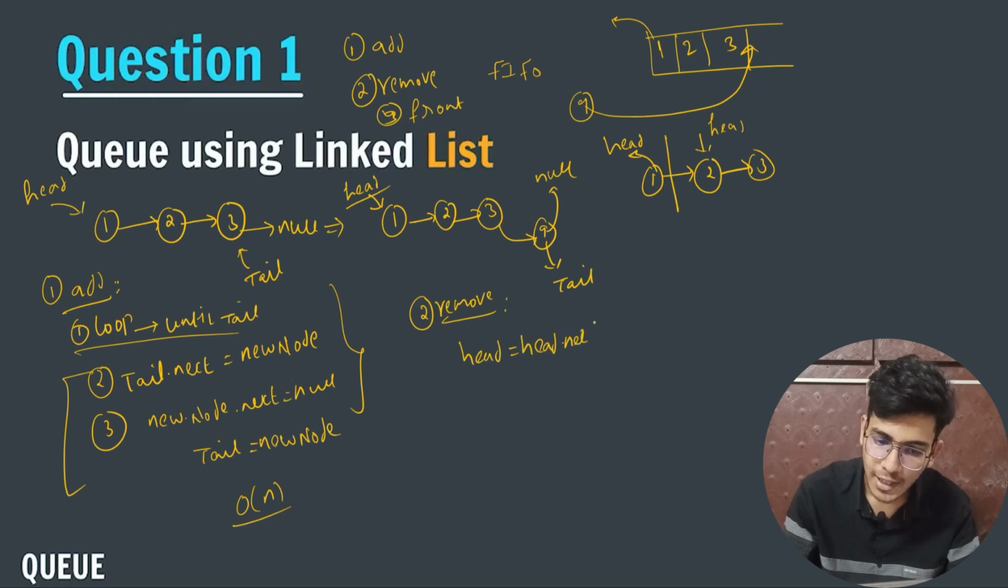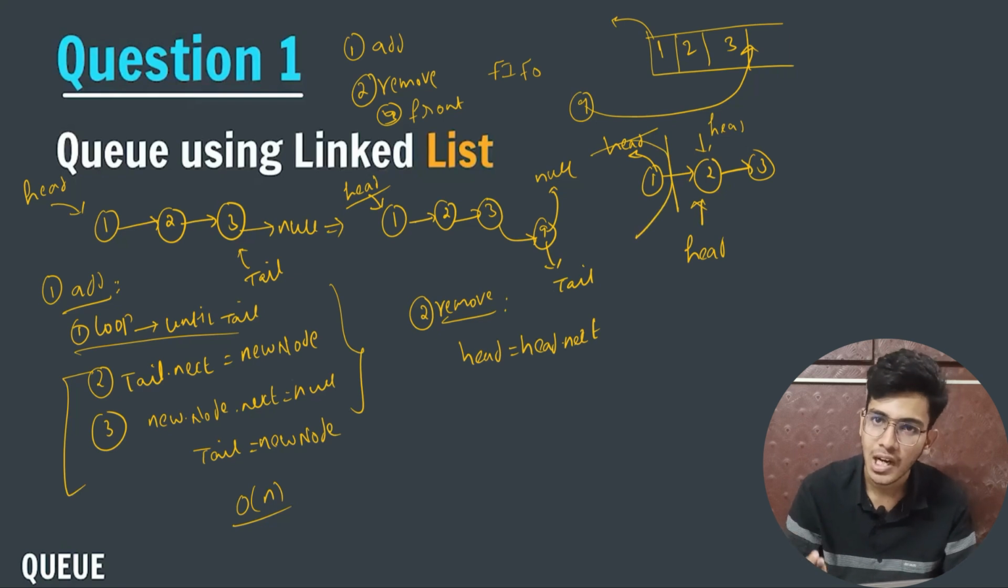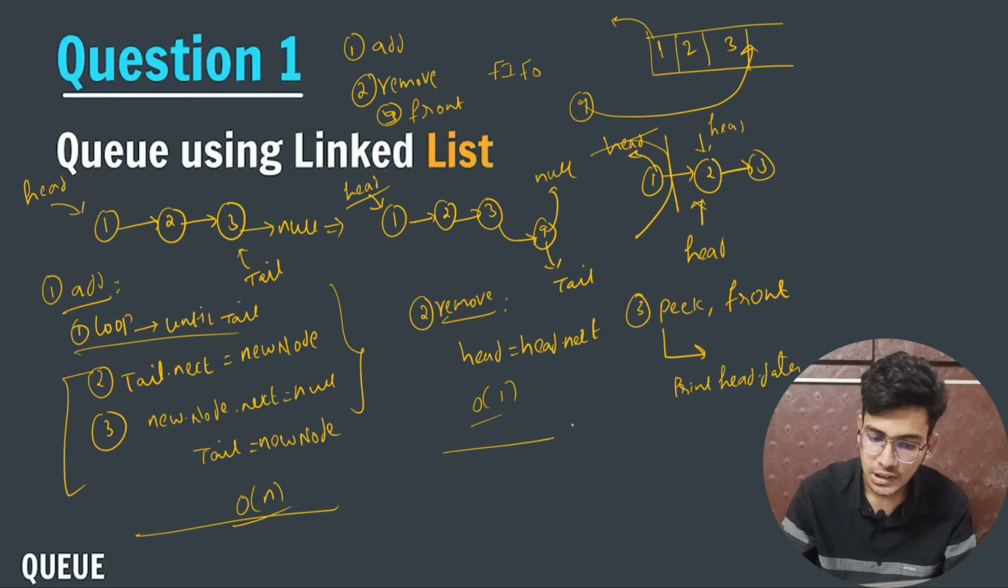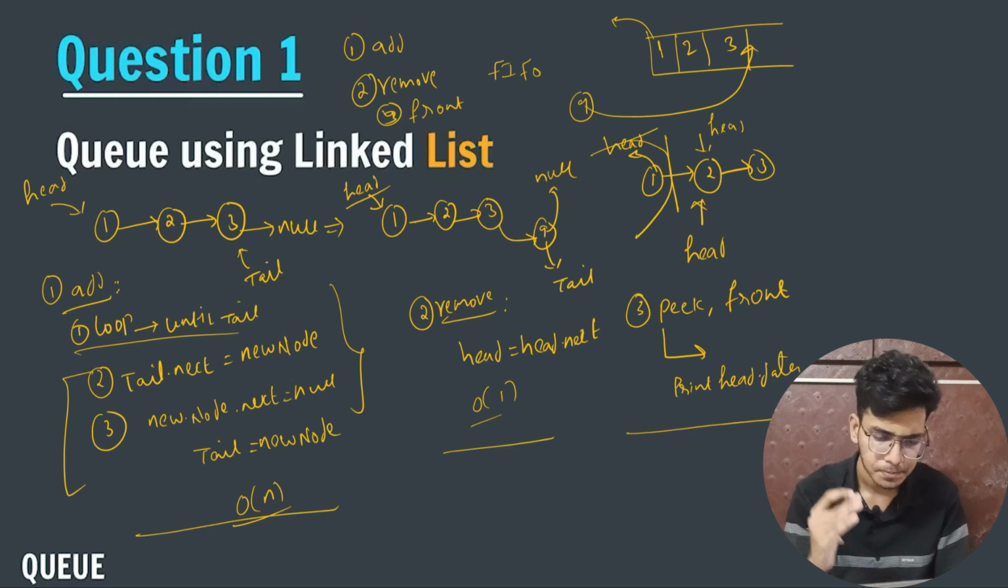That's all. What I am doing is just changing the value of head, so this 2 will become my new head, and the old one will get automatically deleted by the Java garbage collector, right? So this will take constant time. Similarly, if I want to perform the peek operation, or you can call it the front operation, I will simply print head.data. That's all. So these are the 3 different operations which we generally perform on our linked list.